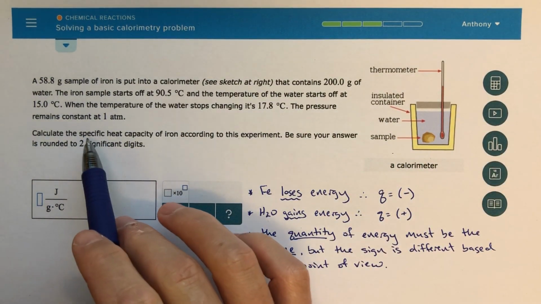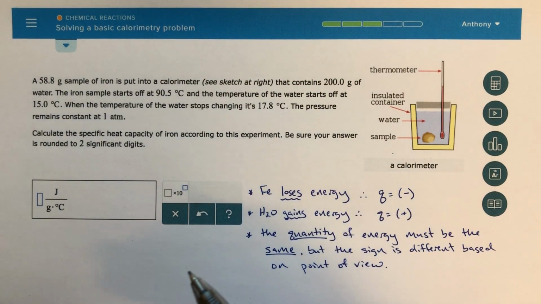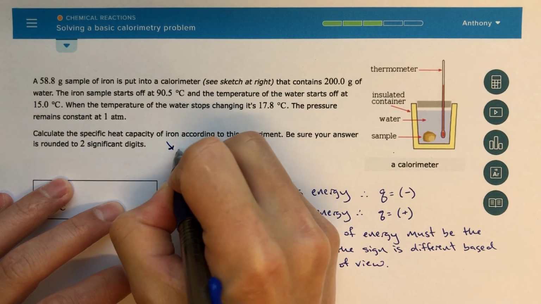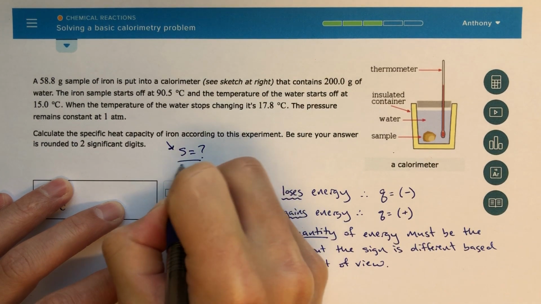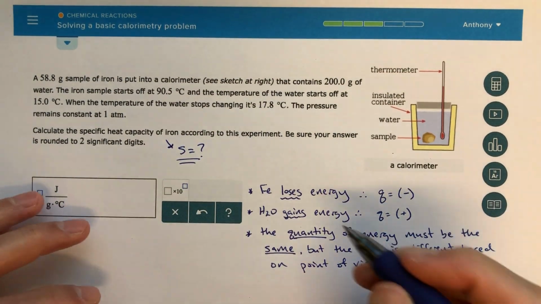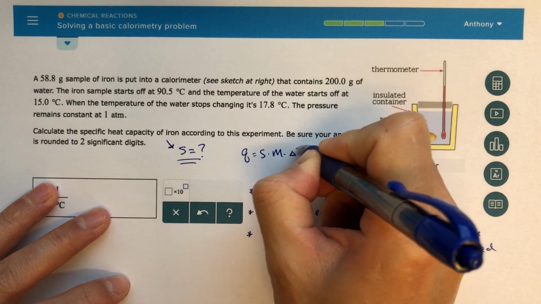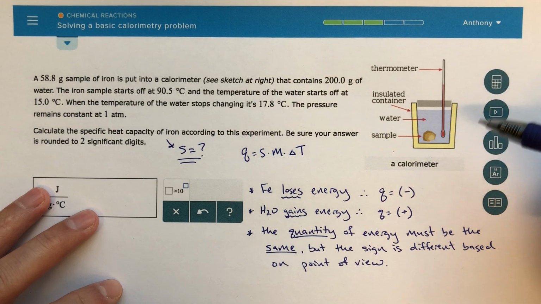Okay. Calculate the specific heat capacity of iron according to this experiment. So it obviously doesn't want you to just look it up. What the question is asking is S equals question mark. So what is that specific heat? We're using the equation Q equals S times M times delta T. Okay, so once we have this idea, we're going to drop the hot rock in.